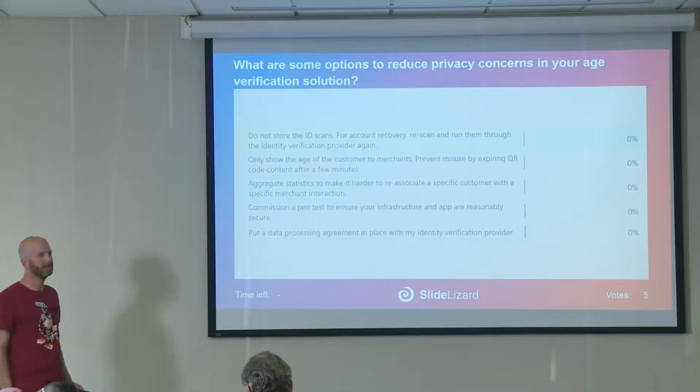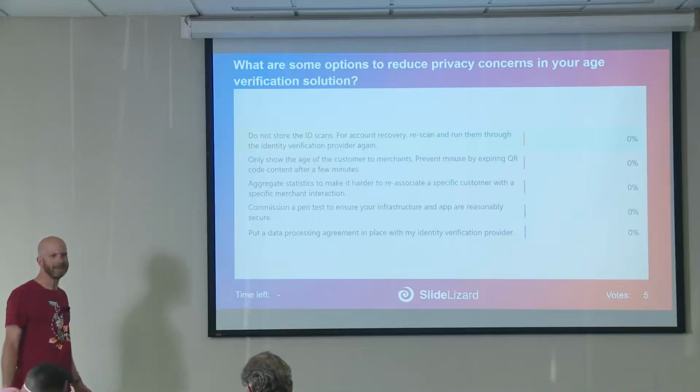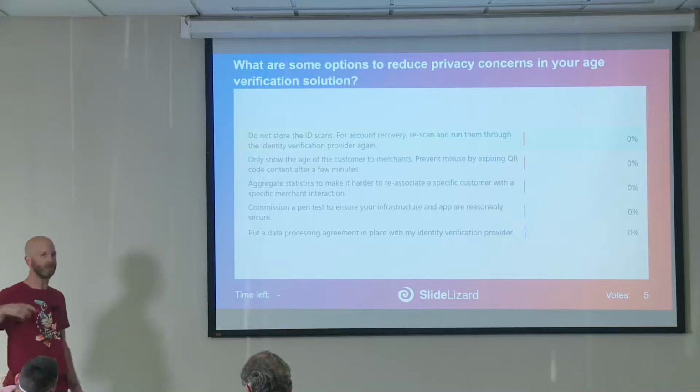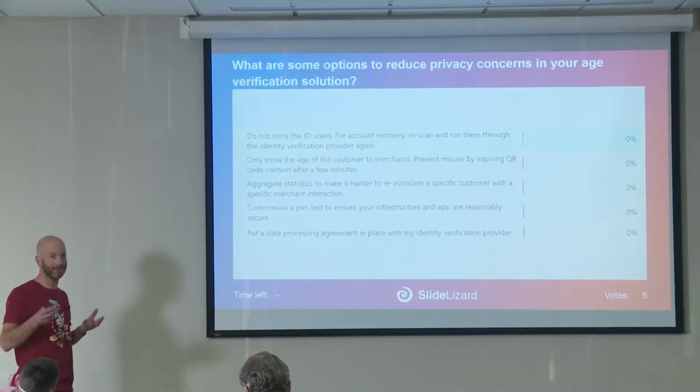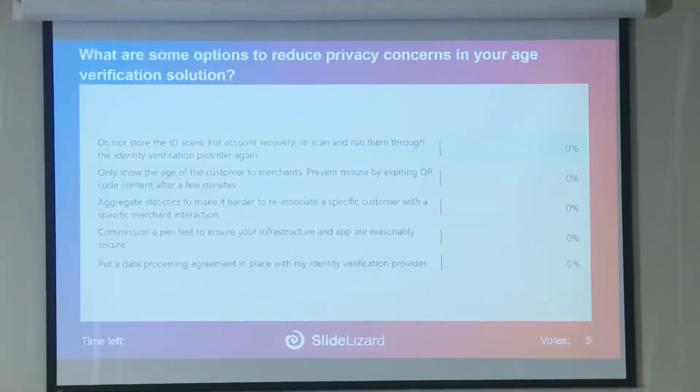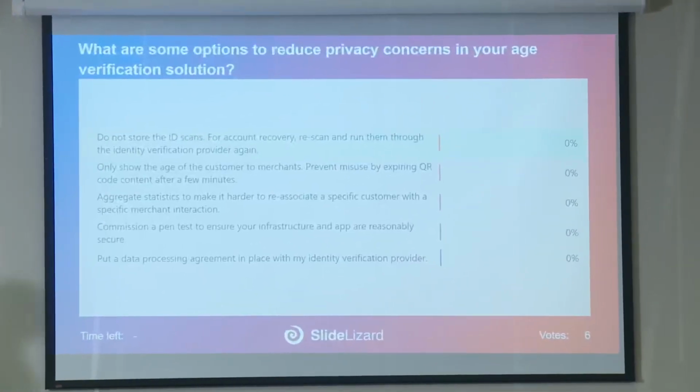Or you could say, hey, let's do a pen test and make sure that our infrastructure is secure so that personal data we're processing is less likely to be exposed in a data breach. Or you could say, let's put a data processing agreement in place with our identity verification providers so that we specify exactly what they can do with the data that we send to them and what not.